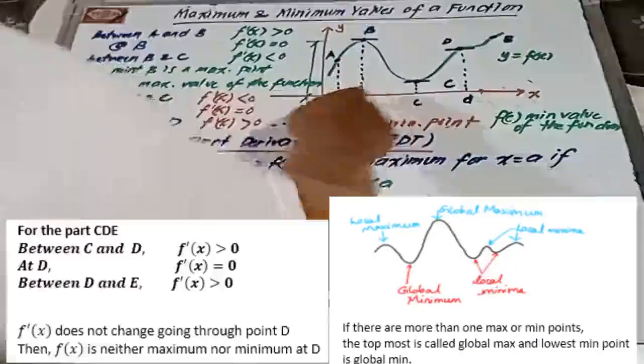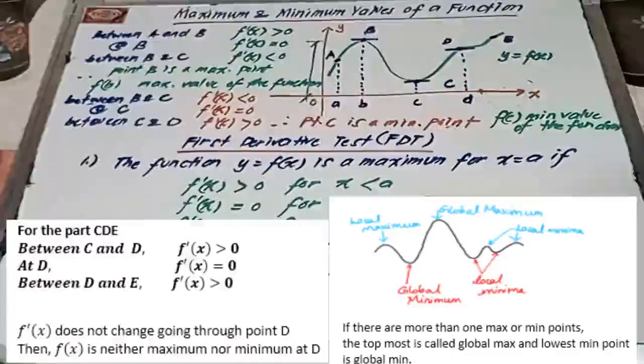Kasi yung mga values of x na yun, mga critical values. Okay? And if you solve f of b and f of c, that will be the vertical distance of that point from the x-axis. At yun ang magiging maximum and minimum values of a function.